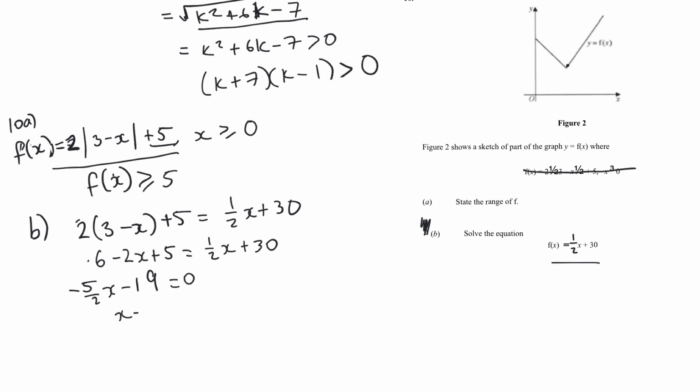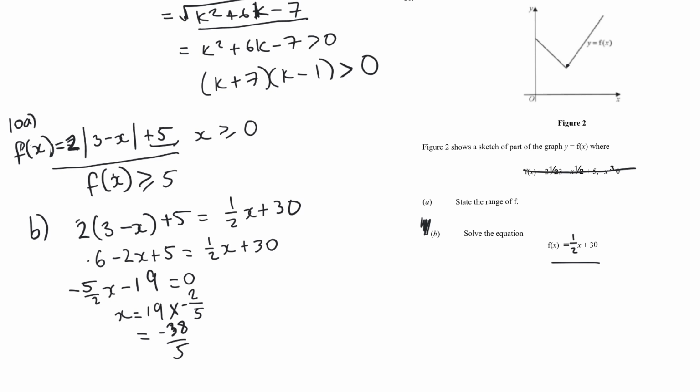So then x is equal to 19, well, 19 divided by minus 5 over 2. But remember, for fractions, if you divide fractions, multiply it flipped. So then that's why you get negative 38 over 5. So that's one of them.